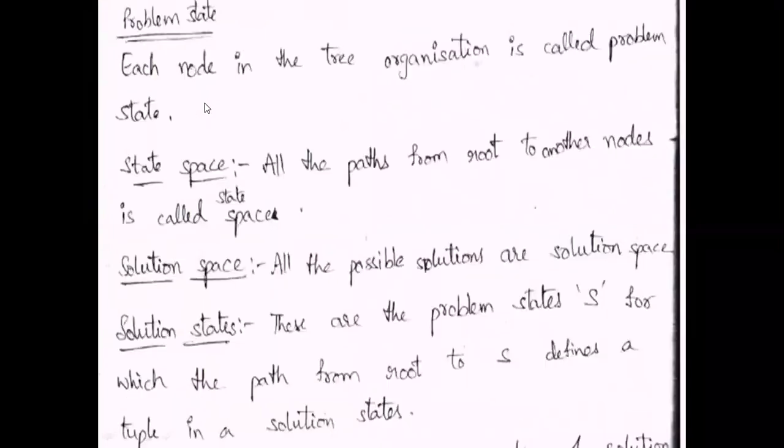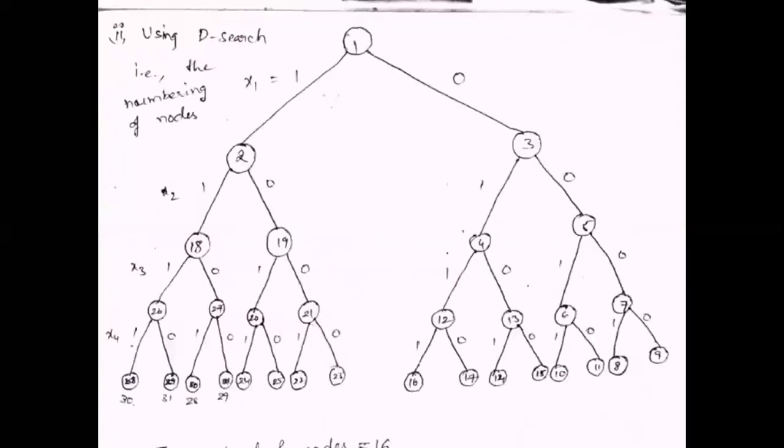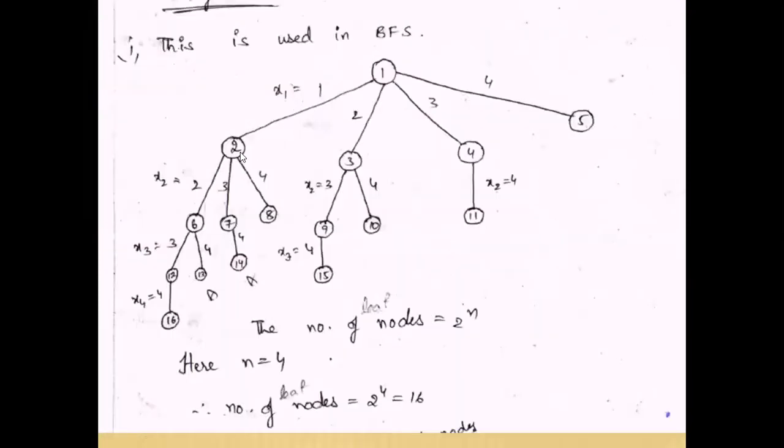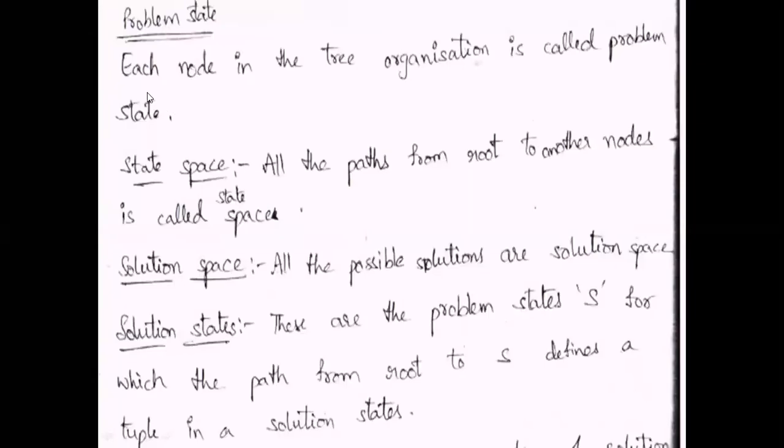The first one is problem state. Problem state means every node in a tree organization is called a problem state. Suppose node 2 is one problem state, that is, x1 equal to 1. Each node in the tree organization is called a problem state.